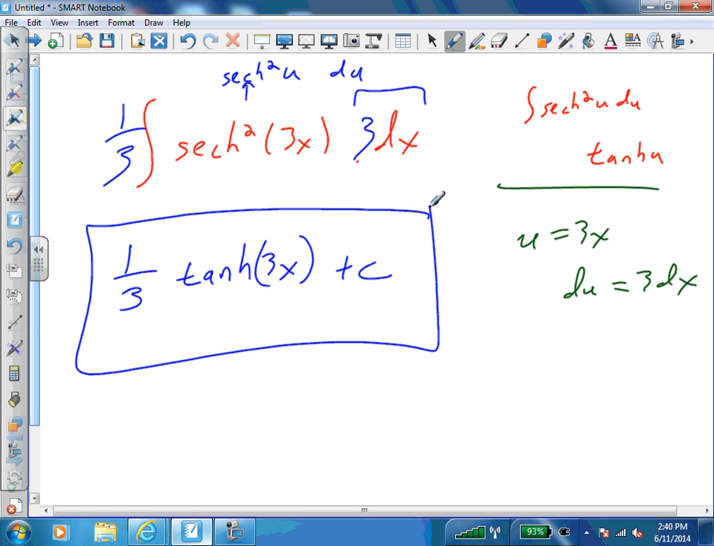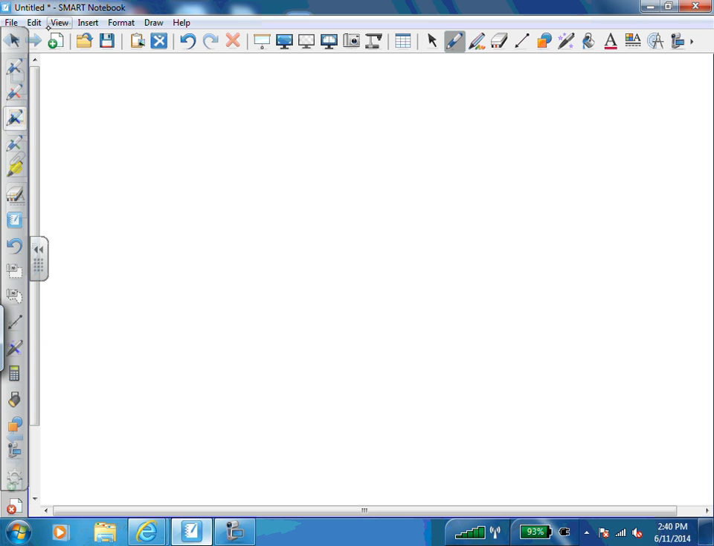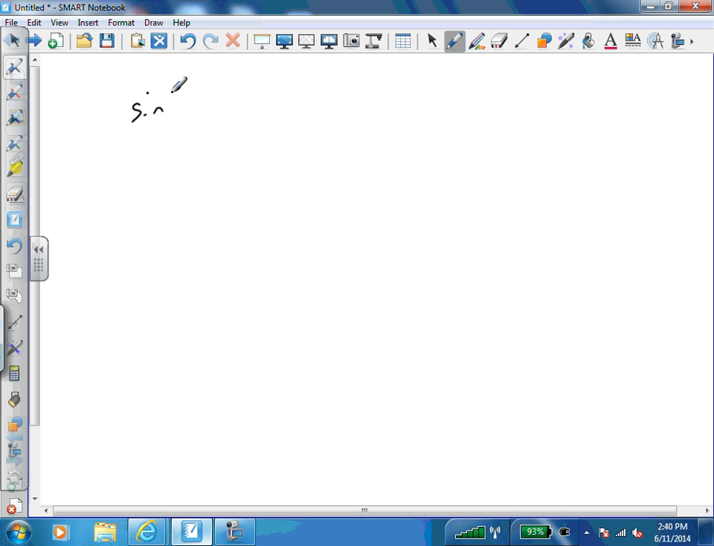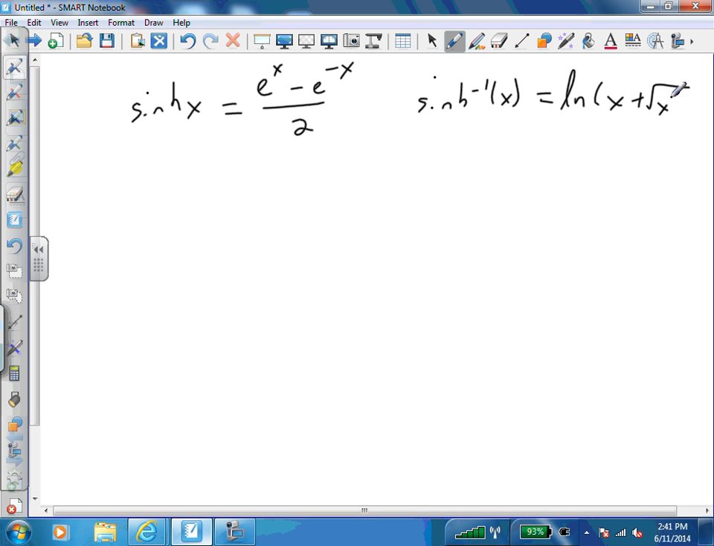Okay. So that's our regular hyperbolics. Just like regular trig has inverses, so do the hyperbolics. Now, hyperbolic sine is e to the x minus e to the minus x over 2. The inverse of hyperbolic sine is natural log of x plus the square root of x squared plus 1.